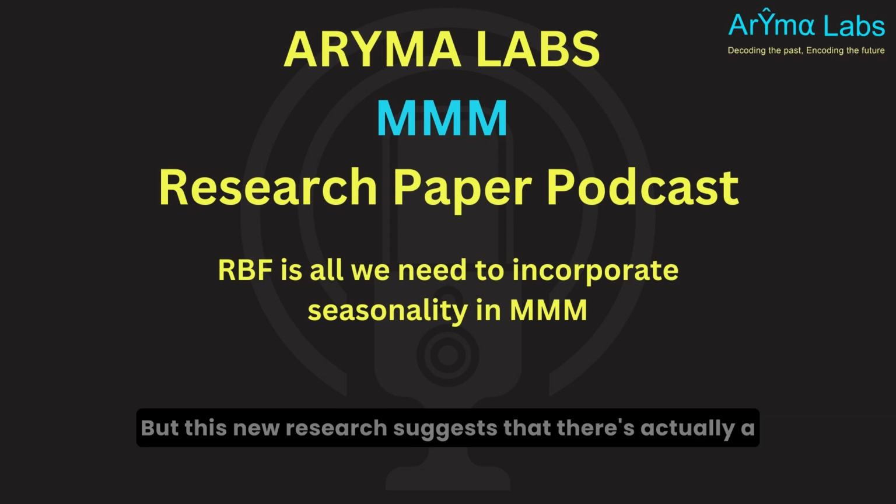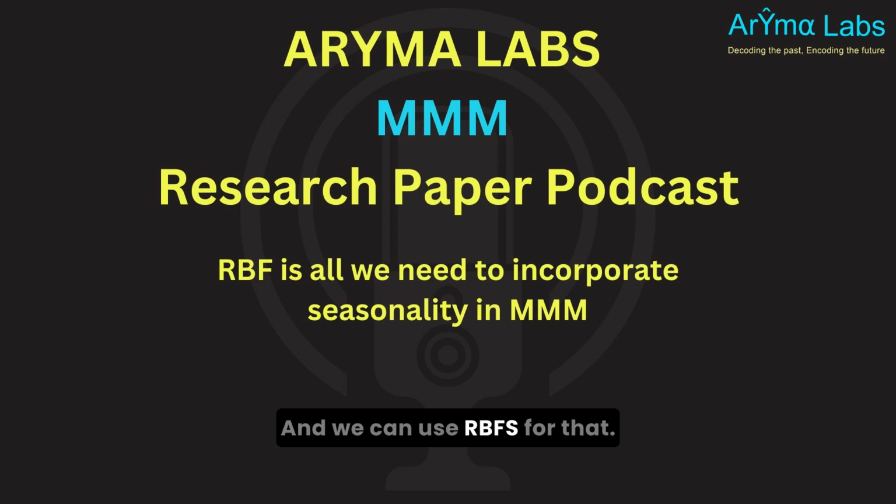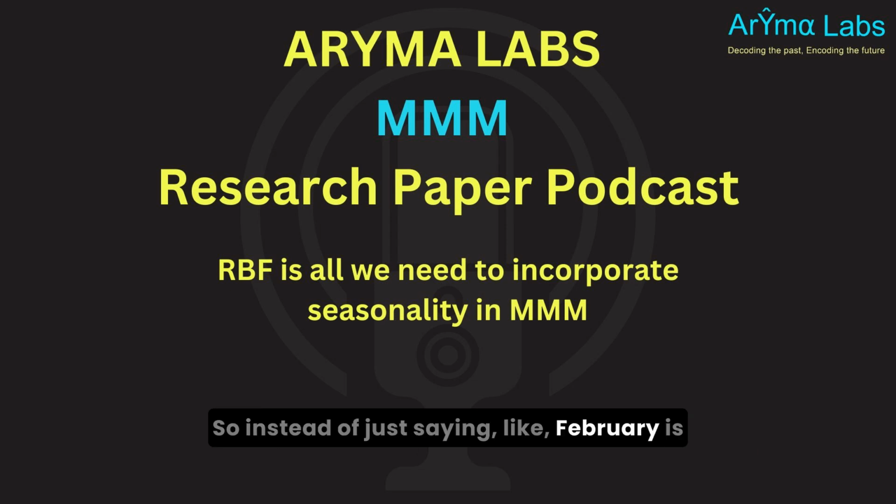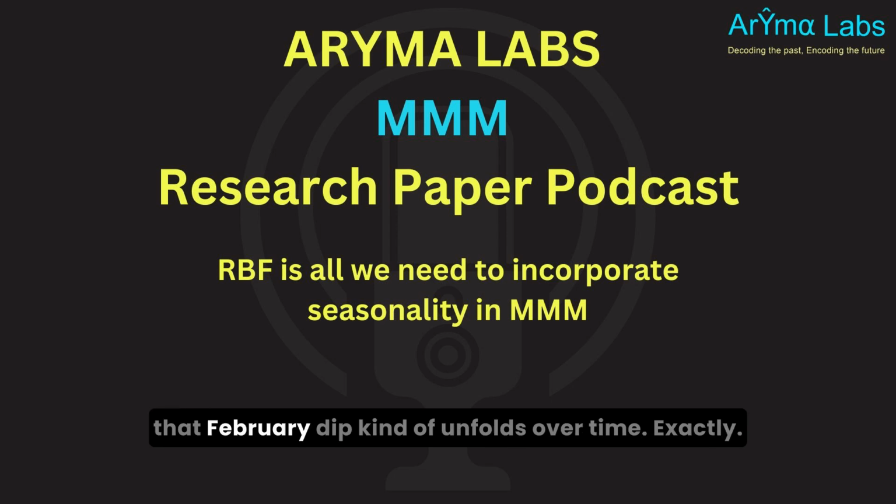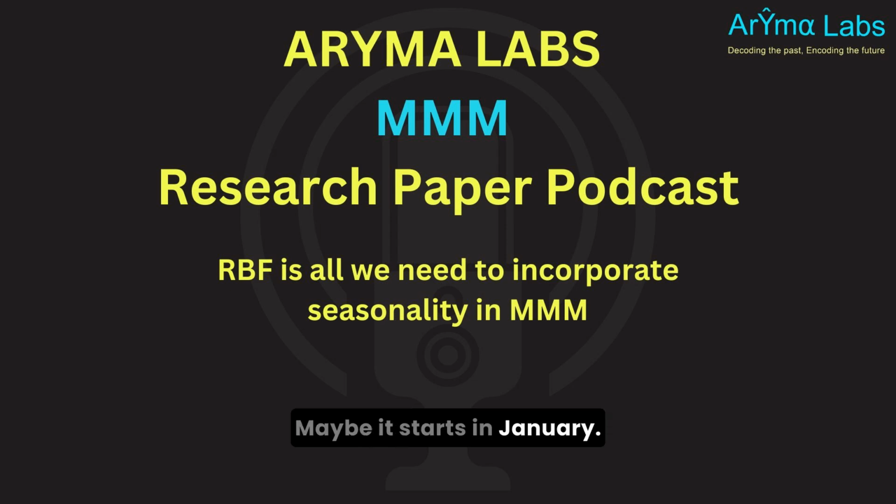But this new research suggests that there's actually a much more elegant way to model these trends. And we can use RBFs for that. So instead of just saying February is just different, we can actually model how that February dip unfolds over time. Maybe it starts in January, maybe it lingers into March. That's pretty cool.